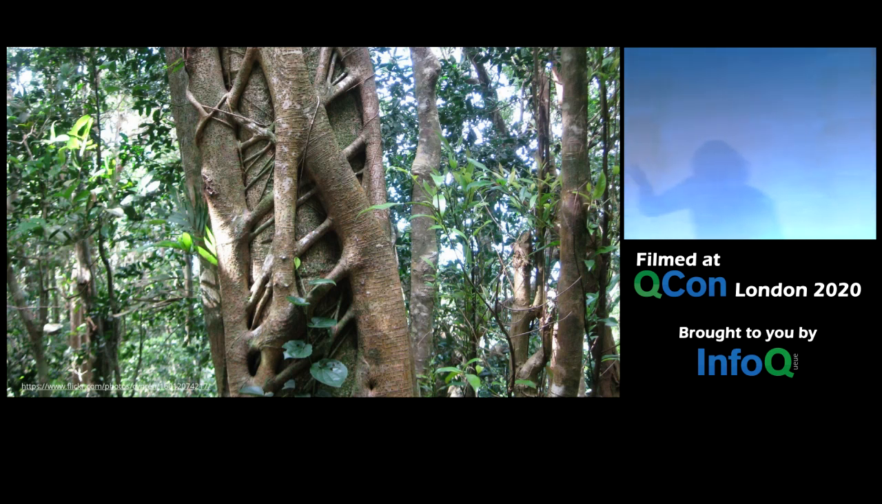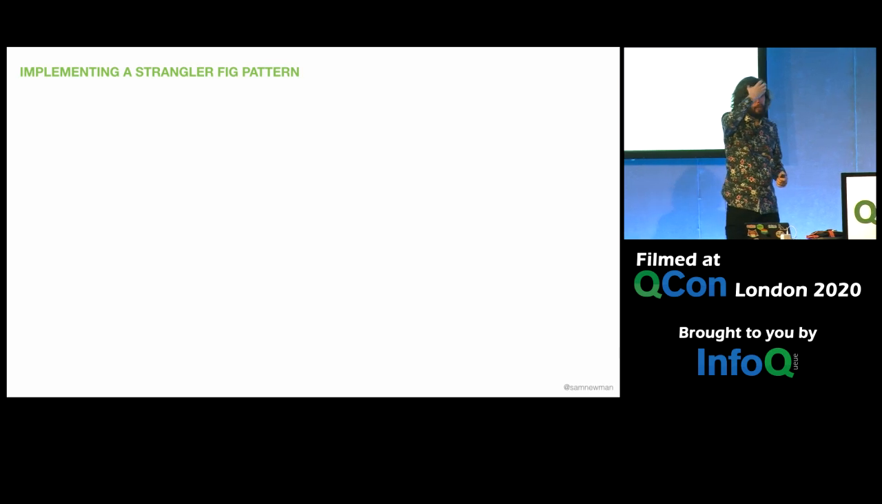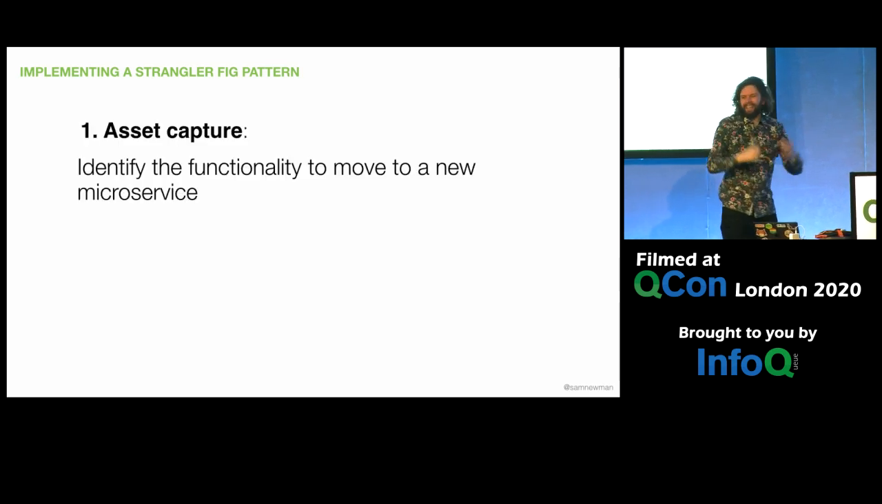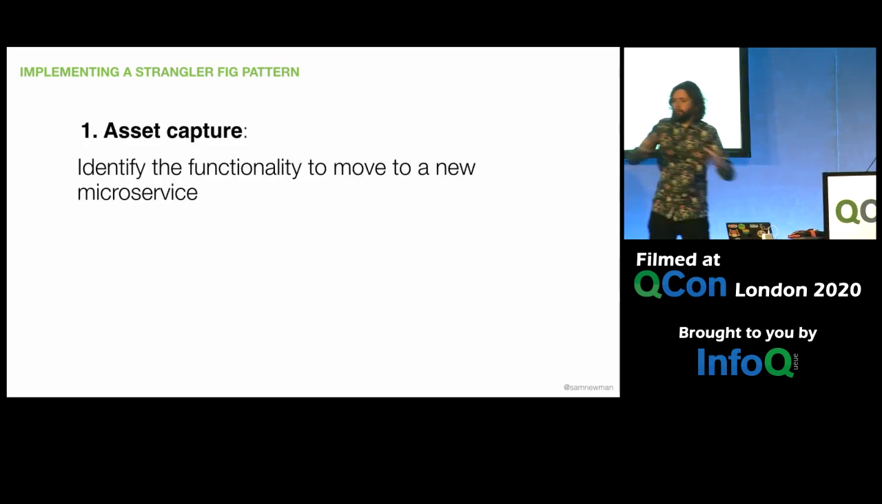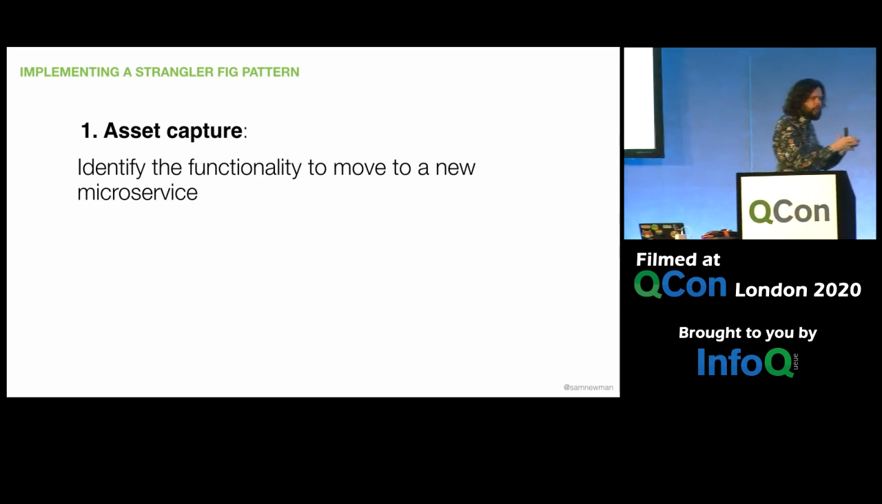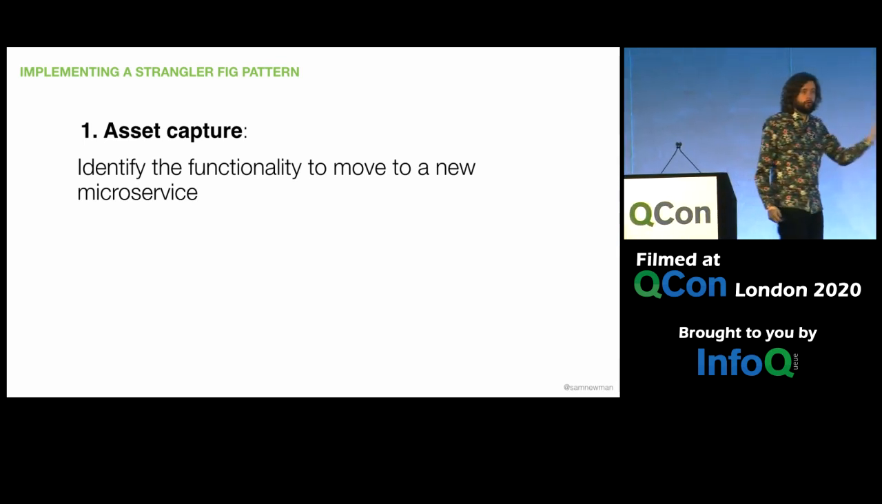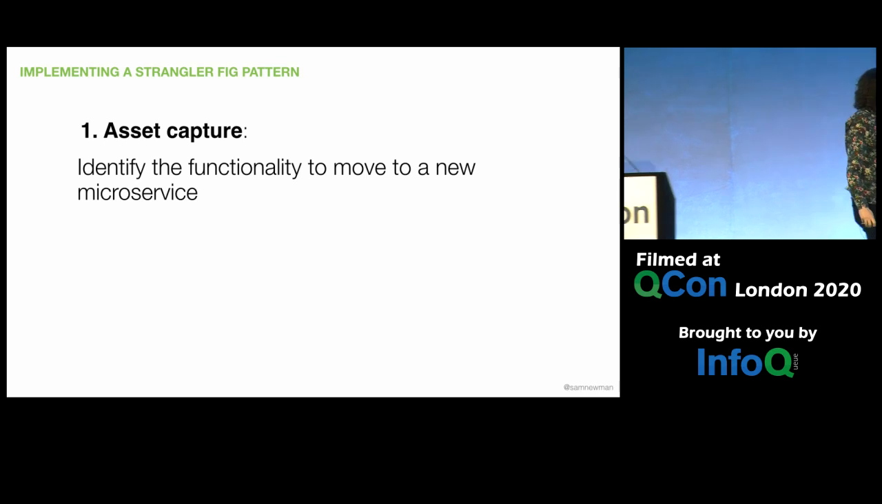There are two key pieces to implementing a strangler fig application. The first is what's called asset capture. And that's the process of identifying which functionality we're going to migrate. So finding that box of stuff that we're going to move. And we're thinking here logically of moving this functionality into a new place. In our situation, that's going to be into a microservice architecture.